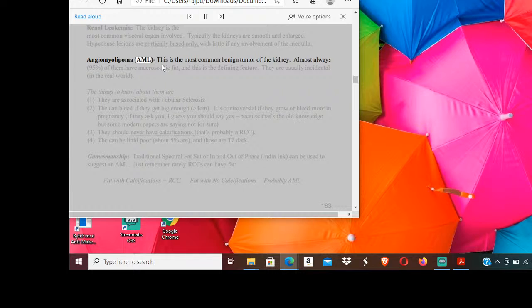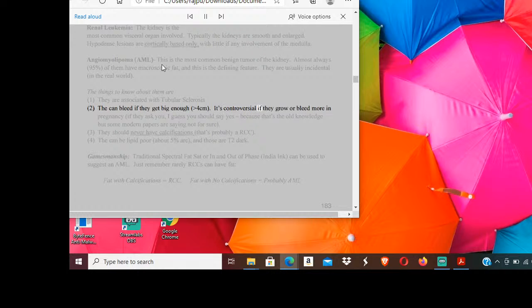Angiomyolipoma, AML: this is the most common benign tumor of the kidney. Almost always, 95% of them have macroscopic fat, and this is the defining feature. They are usually incidental, in the real world. The things to know about them are: 1. They are associated with tuberous sclerosis. 2. They can bleed if they get big enough, greater than 4 centimeters.